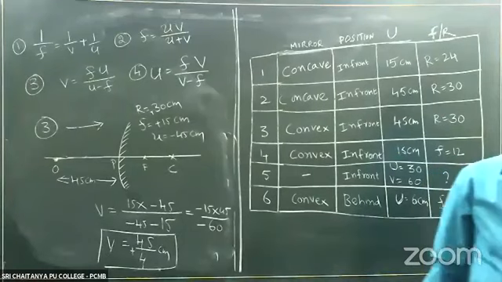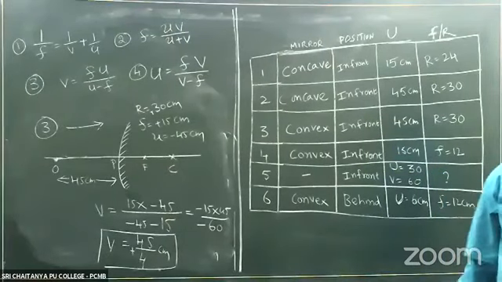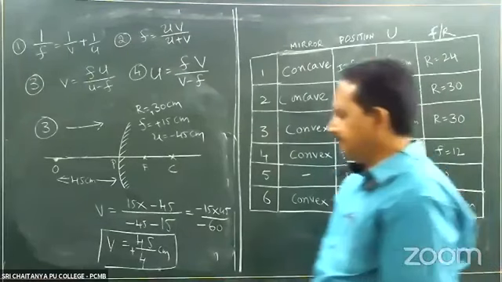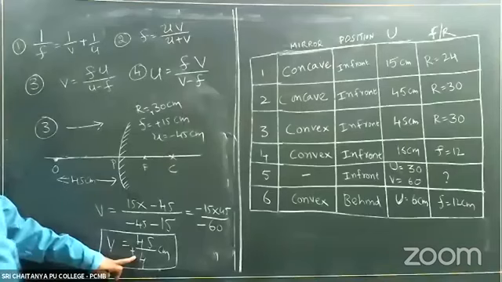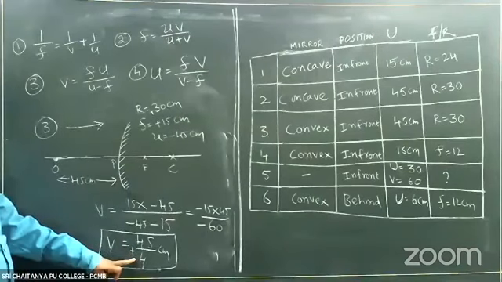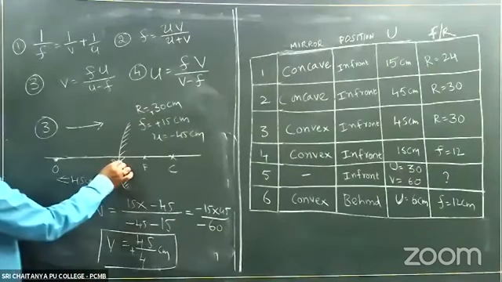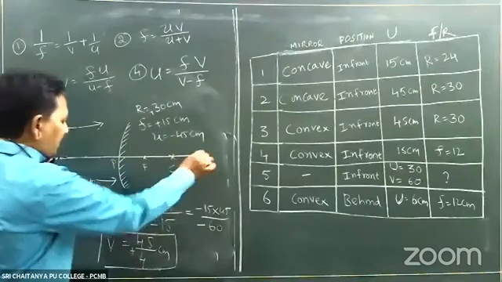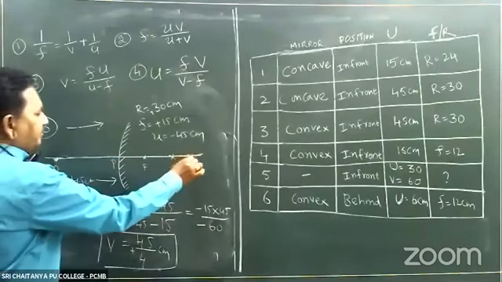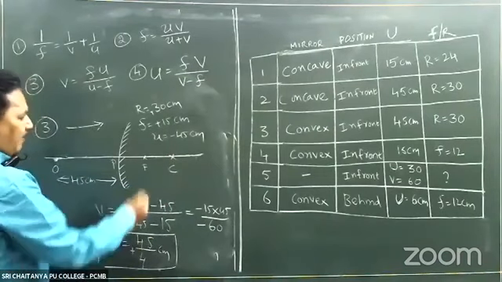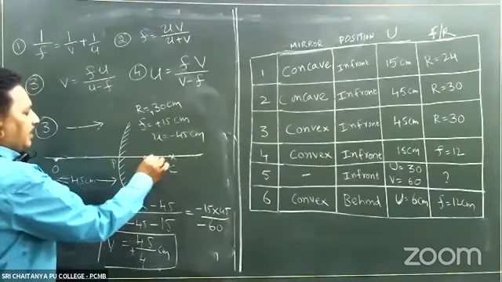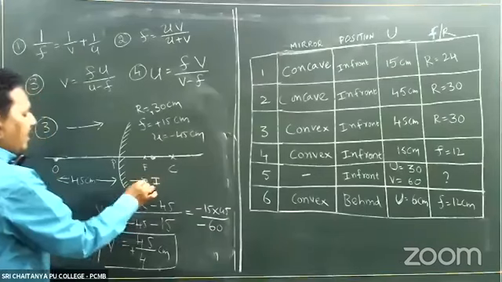11 fours are 44, so 11 point something, if you want it in decimals. So plus sign. Look at the image. Plus means what? This is the pole. The image will be somewhere here, somewhere here. This is the image.